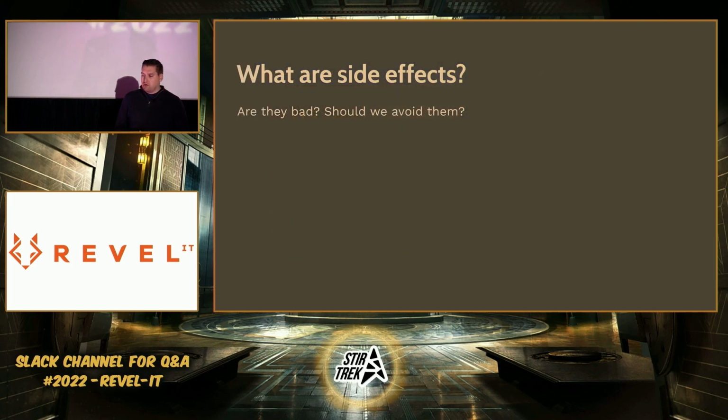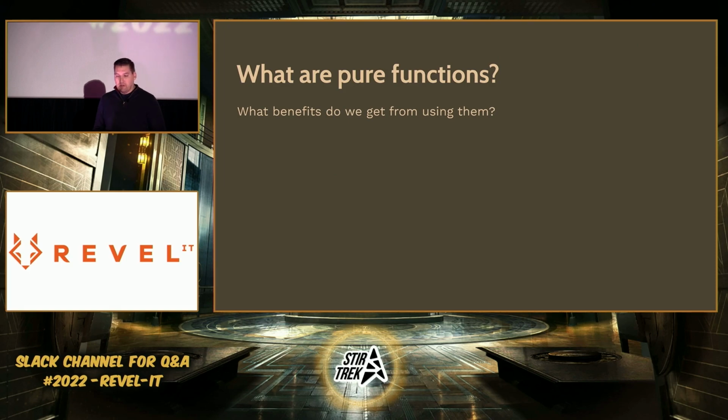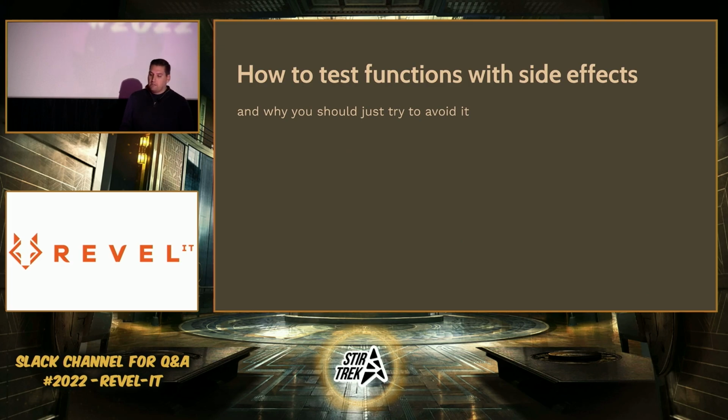Now, along your journey, you might learn a few things, I hope. That's the idea, right? So we'll learn about side effects. What are side effects in computer programming? Are they bad? Are they a good thing? Should we try to avoid them? We'll see. What are pure functions? What benefits do we get from using them? And how to test functions with side effects. And that's really the crux of our session. That's the main thing we'll be focusing on, how to test functions with side effects, and why we probably want to try to avoid doing that.